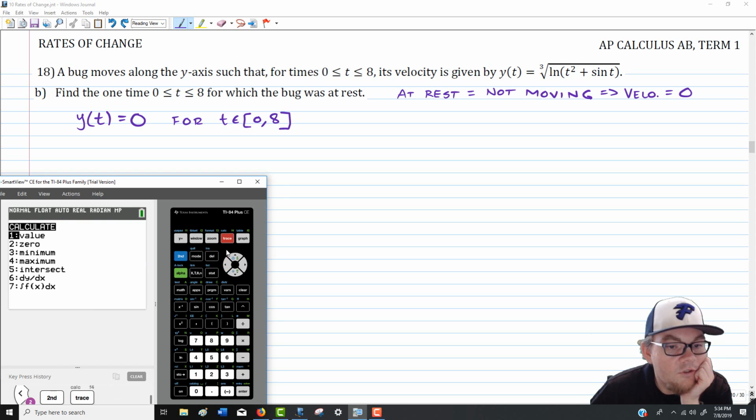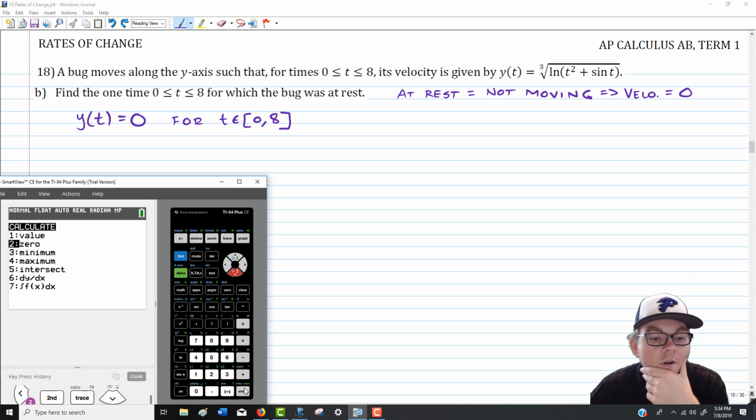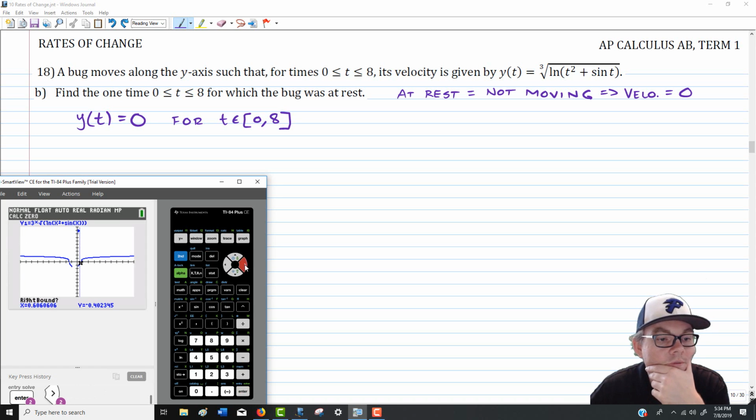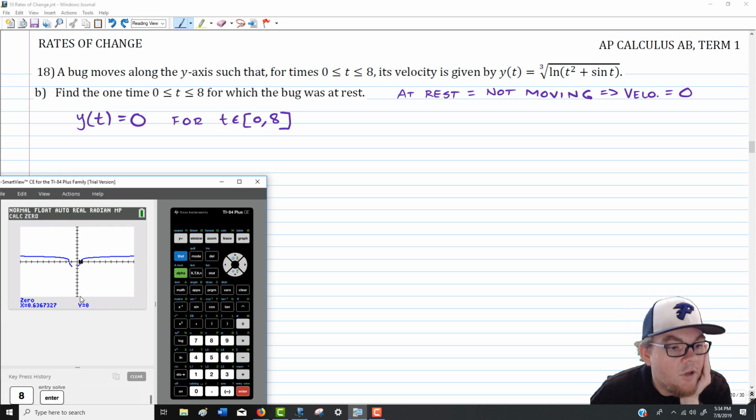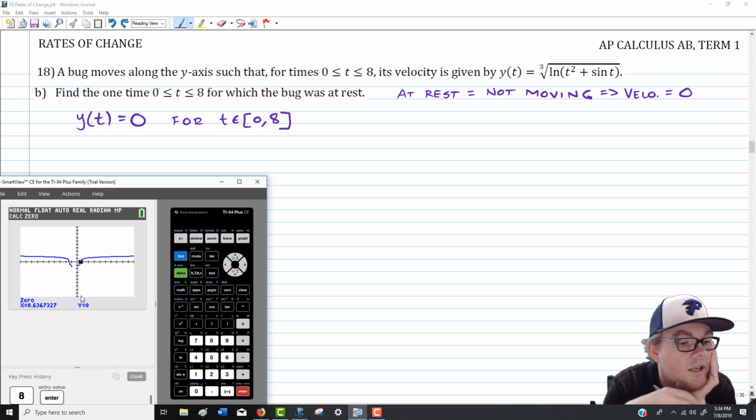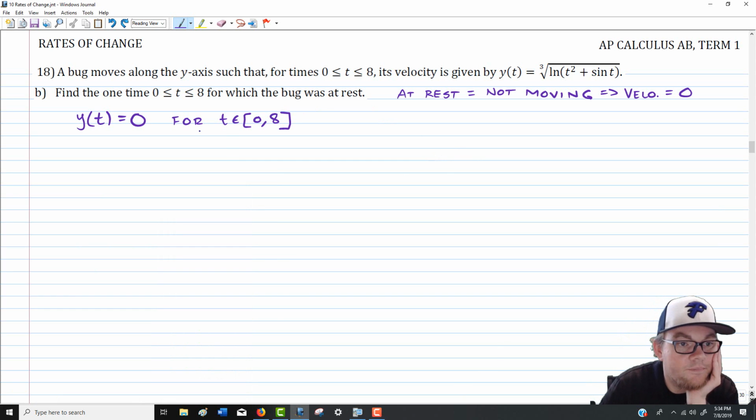So I'm going to do second trace. I'm going to calculate the zero. I go enter, enter, and I'm going to guess it's at 0.8. Could guess whatever. Okay, and it tells us that the one place where the velocity function is equal to 0, at least for times between 0 and 8, is 0.637.